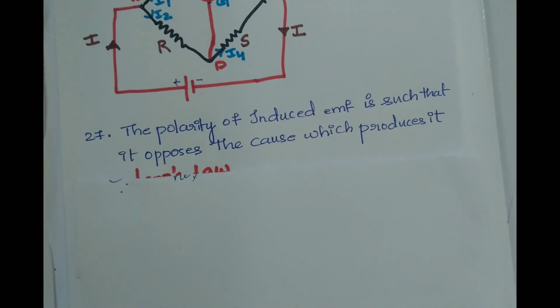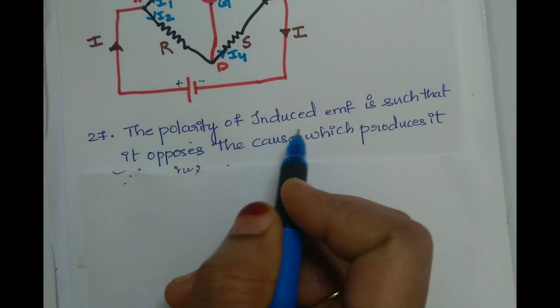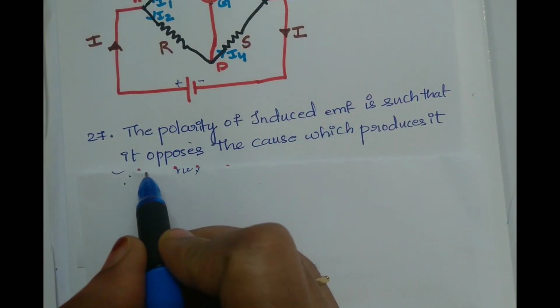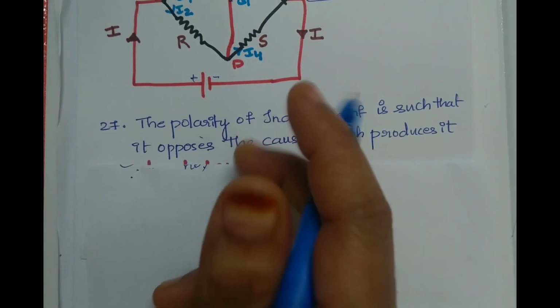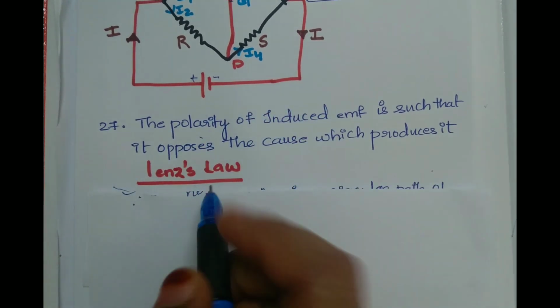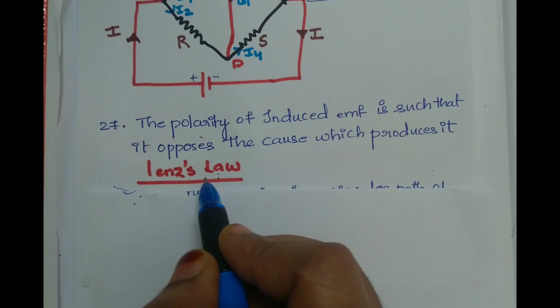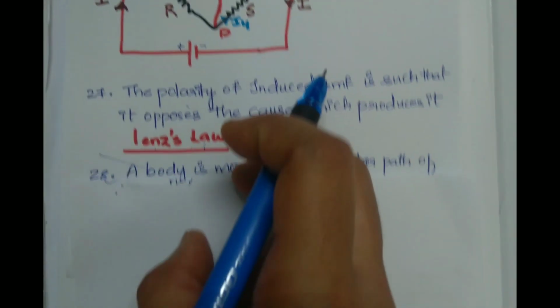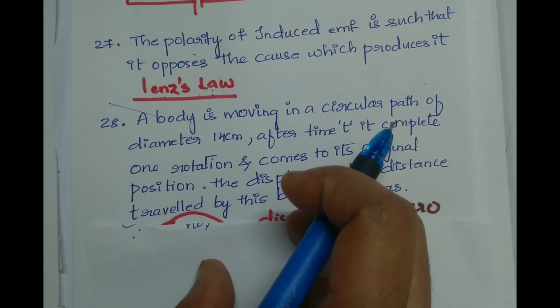Then next, let us see the 27th one, that is, the polarity of induced EMF is such that it opposes the cause which produces it. They have clearly given you the law. This is Lenz's law. They have directly given you the law and asked which law it is. So it is Lenz's law. Then let us consider the 28th one.